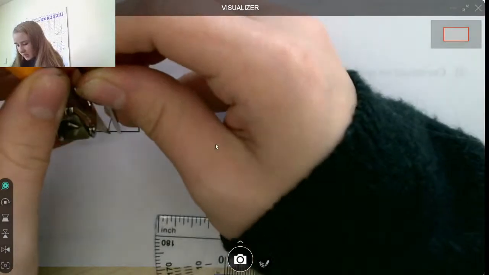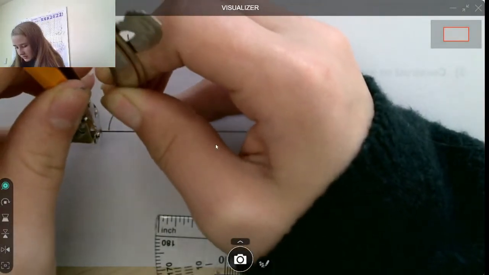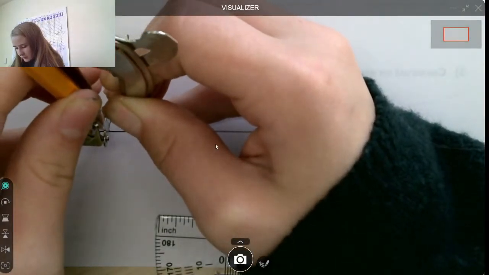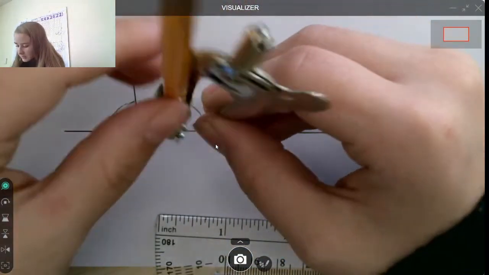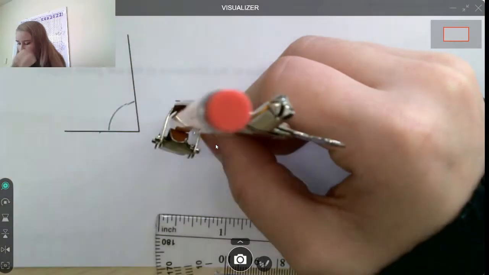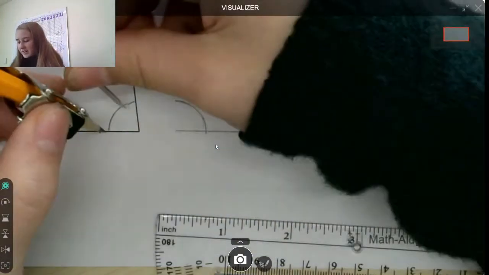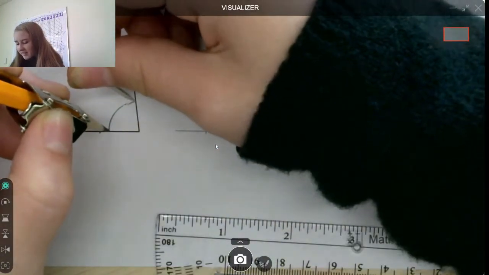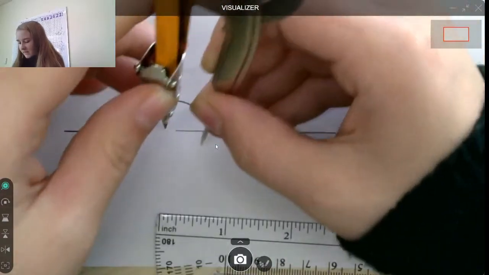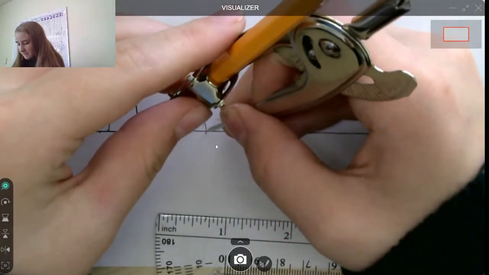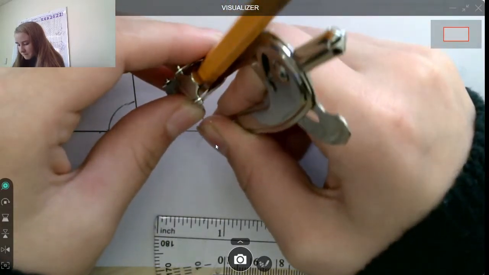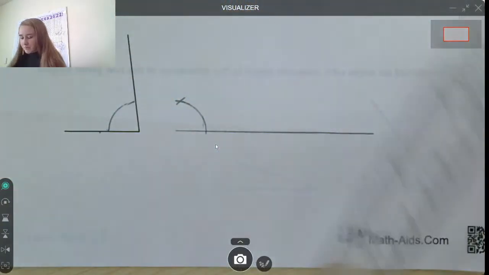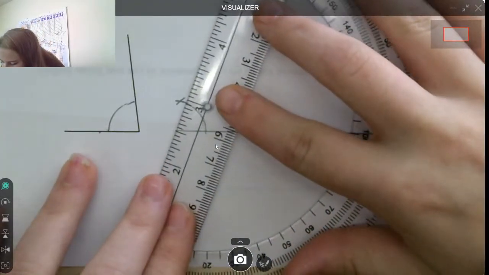And come right here, measuring to right here. I think you measured the wrong thing. Oh yeah, I did. Right here. Okay, so you make your arc, then you measure from one side of your angle to the other side of your angle. And then make that same measurement so you'll know where to make the other side of your angle.